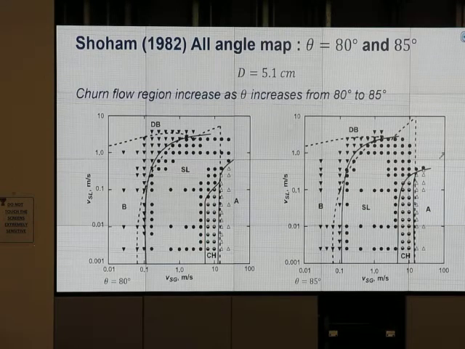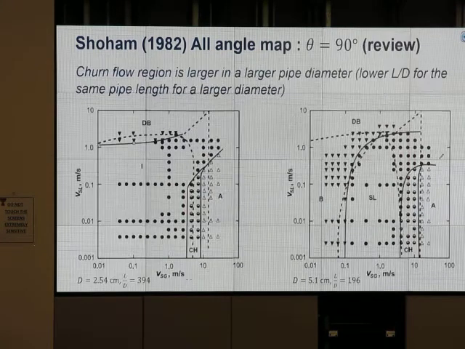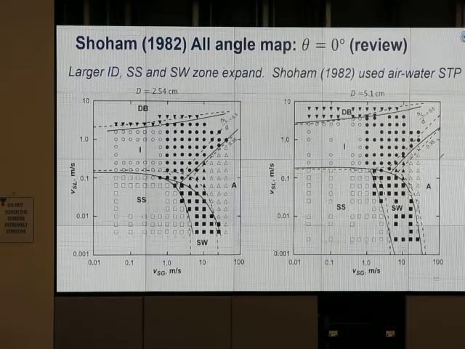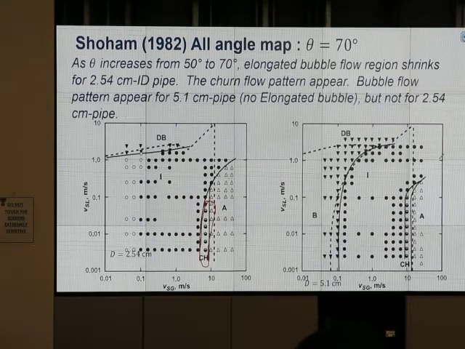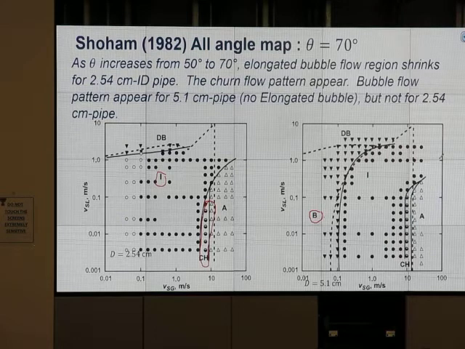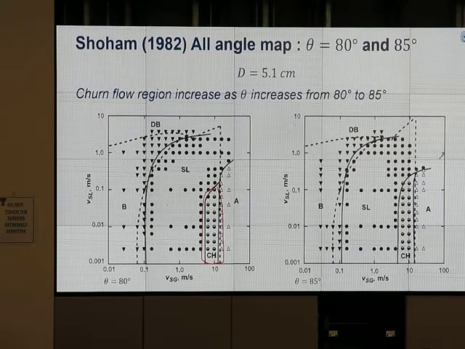Okay. 80 degree, we have more area for the churn flow. 90 degree, we have churn flow. Oh, you see something different. B, you see B, intermittent flow, and I have B over there. Bubbly flow or bubble flow. We have one more flow pattern.